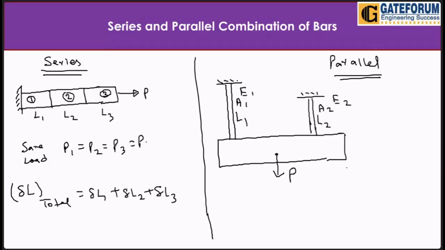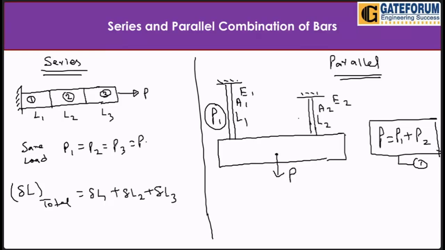So here in case of parallel, force P will be equal to, first of all, P1 plus P2. This is our equation number 1. And second thing, if suppose P1 is the value of load here and P2 is the value of load here in this bar, after pulling, the elongation or extension in both the rods will be same. That is delta L1 is equal to delta L2.